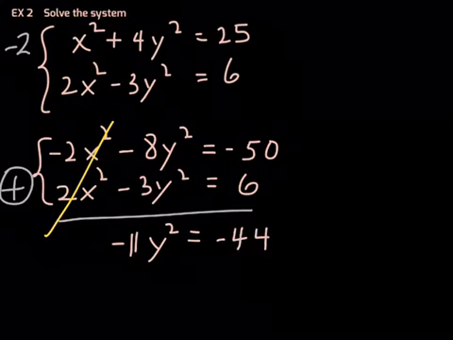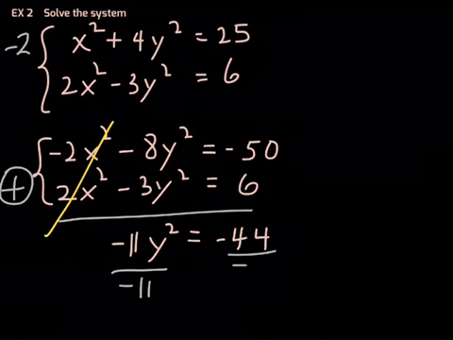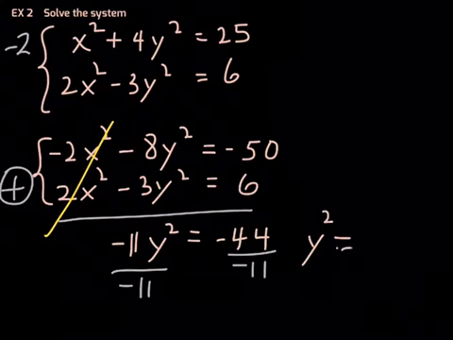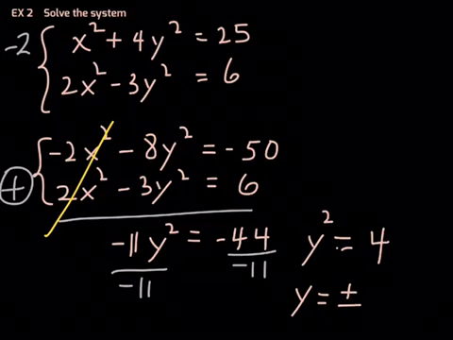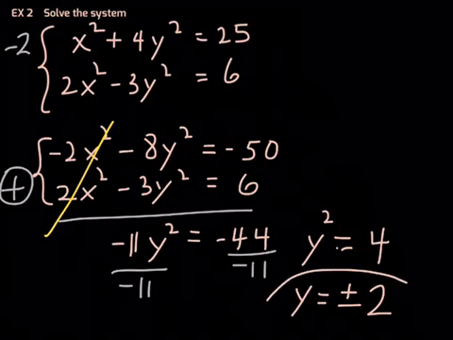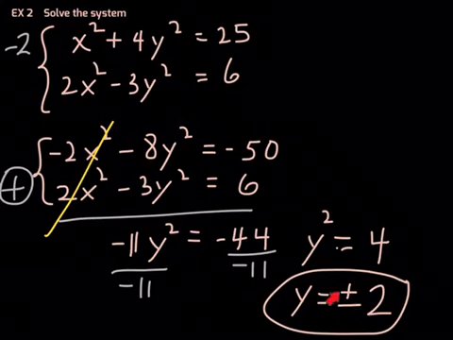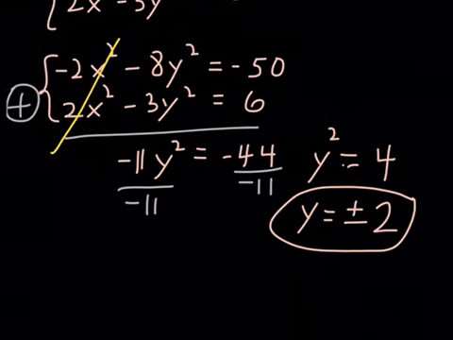I suggest we divide both sides by negative 11, which will lead us to y squared is equal to positive 4. Now, when you take the square root of both sides, you have to remember the plus or minus symbol, okay? And the square root of 4 is 2. You have 2 different y values that you need to plug in. I suggest you plug in each of these y values into one of these equations. I'm going to go for the first equation, okay? I'm going to plug them in here. x squared plus 4y squared is 25.